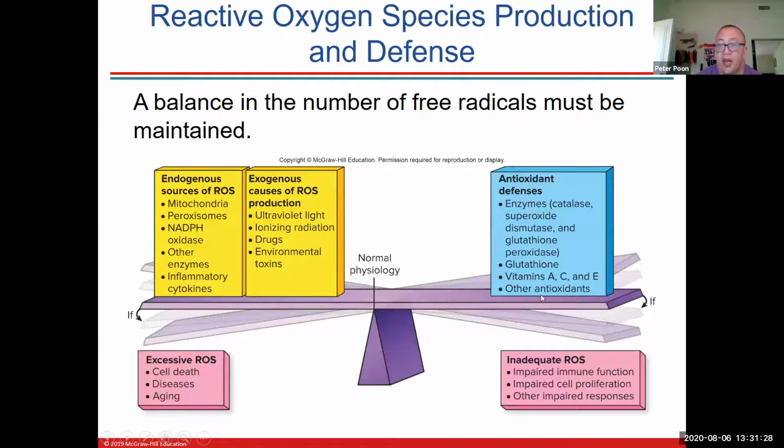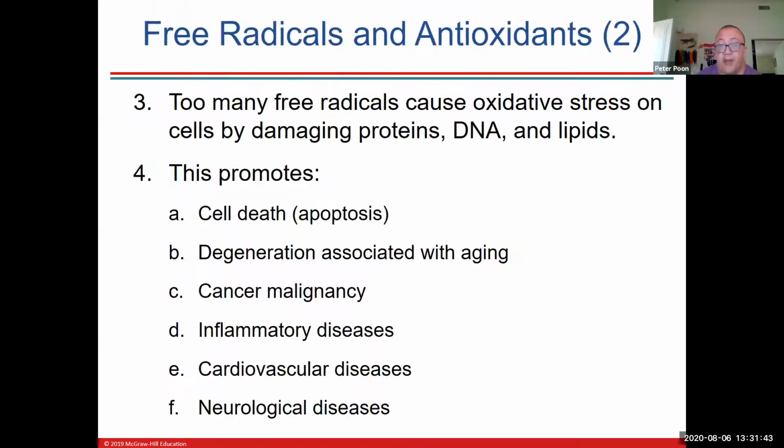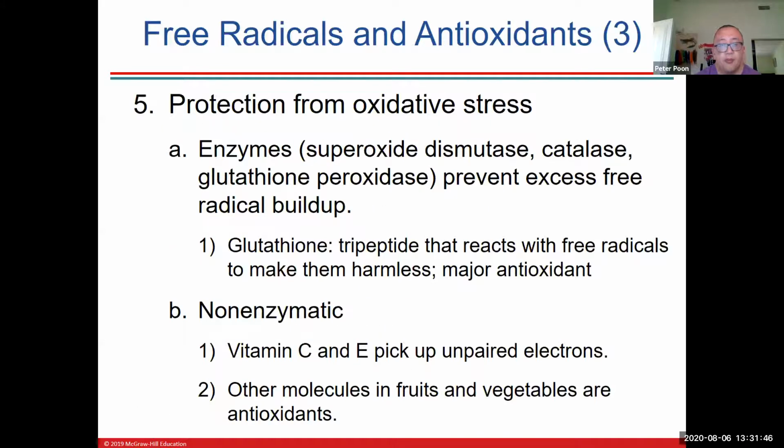That's why vitamins A, C, and E are actually critically important. So A and E are fat soluble, but C is not, so you have to take vitamin C every day. Vitamin C and E, what they actually do is they pick up unpaired electrons. In fact, they actually work together. Vitamin C is water soluble, vitamin E is fat soluble, and they actually work off of each other.